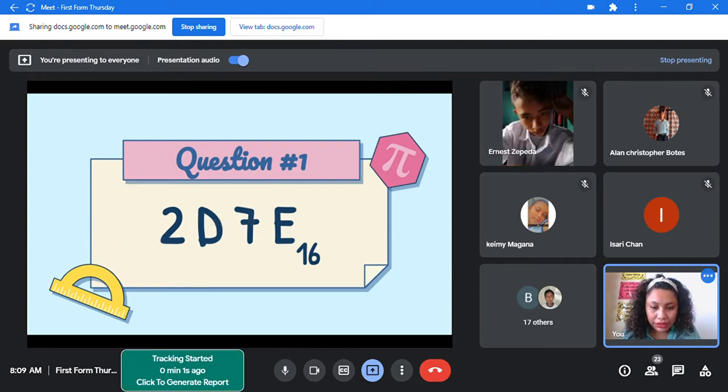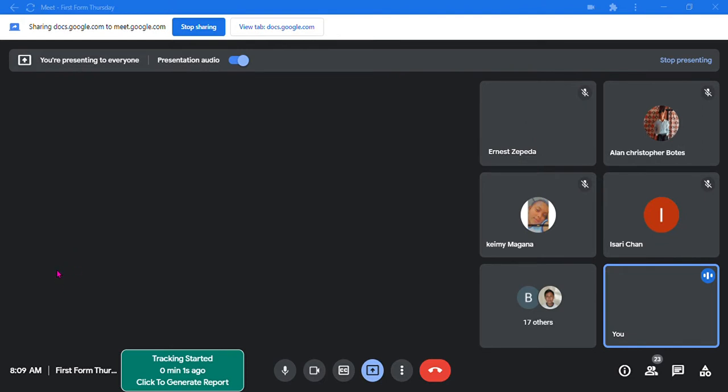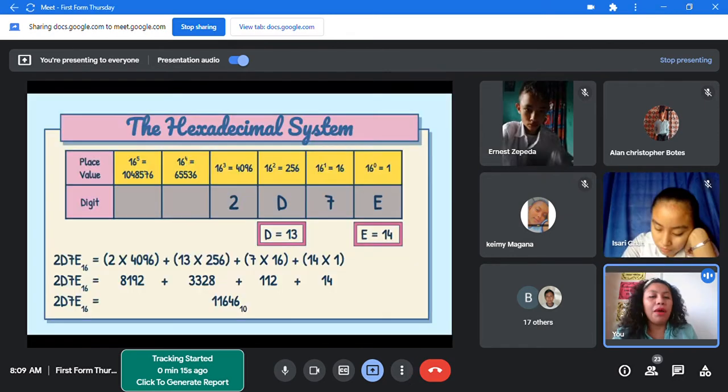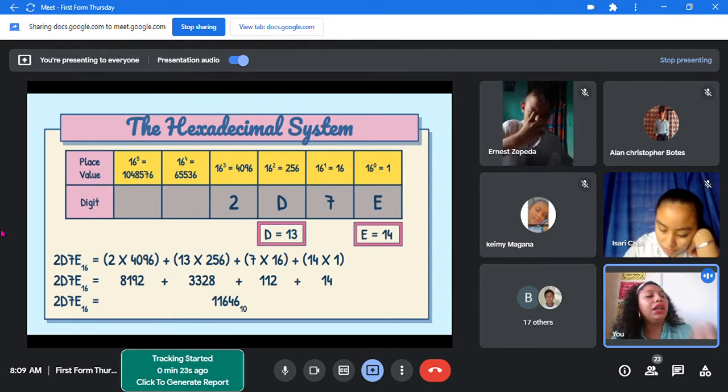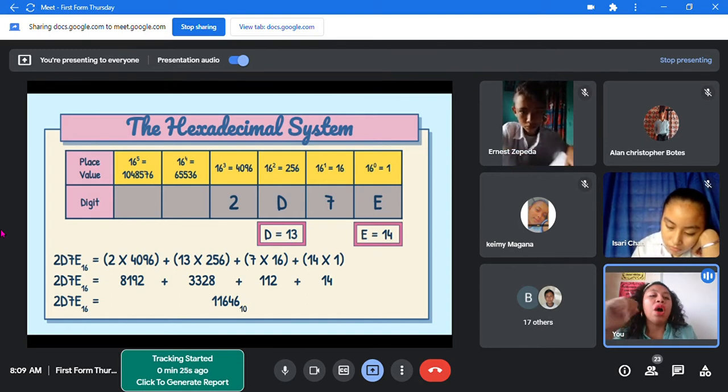So now let's see. 2D7E base 16, and I want to change this to base 10. So I want to change this to a number that I can understand and a number that I can use. Now how do we go about doing that? For all of the problems, I have the place value chart and I have the working at the bottom. What I want to see from you is the working that I have at the bottom.